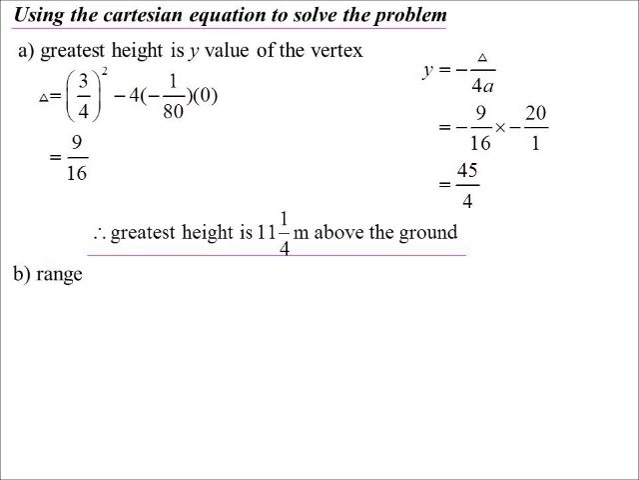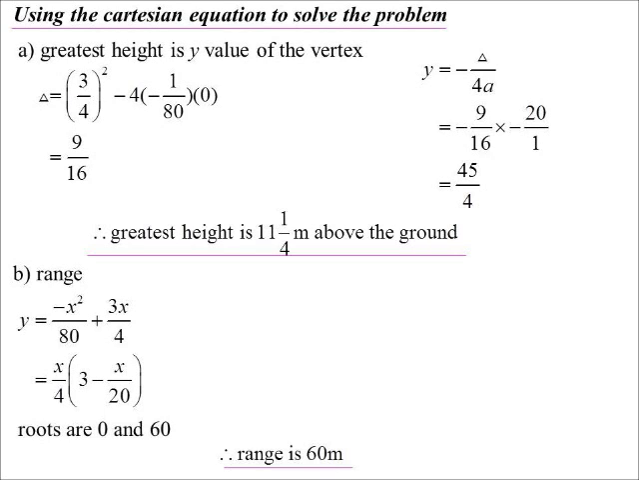Range. Well, hang on, now I'm talking about the solutions to the quadratic. Because the x-axis, if you like, is the ground. So we're saying, where does it cut the x-axis? And we know one solution already, and that's the one with x on 4. So the other must be the solution to 3 on 4 minus x on 20, which of course has a solution of 60. So range, 60 metres.